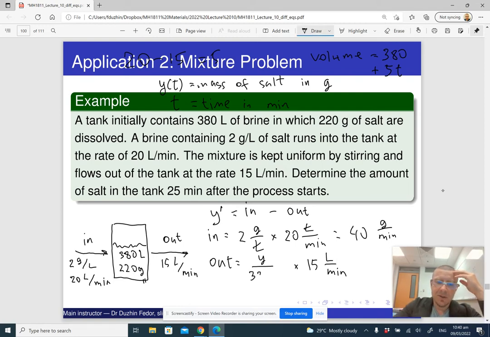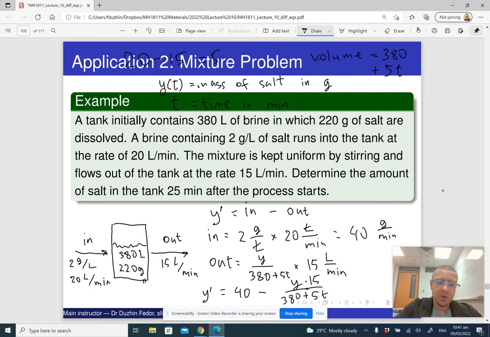So the volume is 380 plus 5t. And putting it together, we will get the following. y prime equals the flow in, which is 40, minus the flow out, which is y divided by 380 plus 5t. Well, there should be 5t, of course. Times 15. And this is the differential equation that governs the process of mixing the liquids.